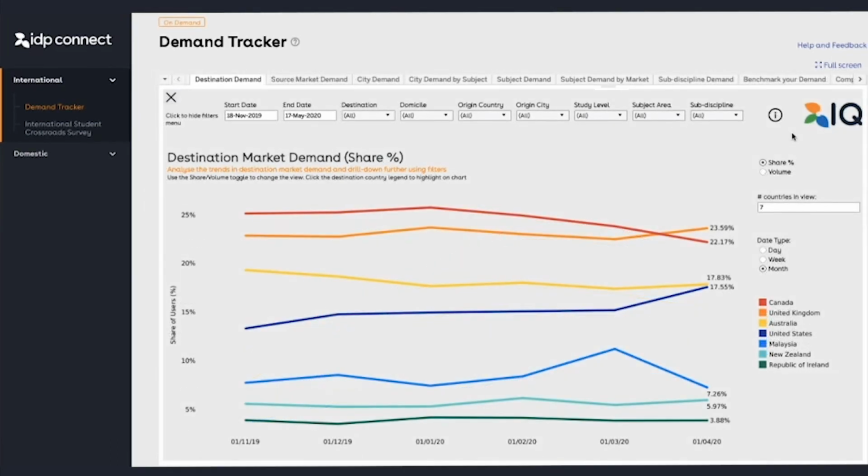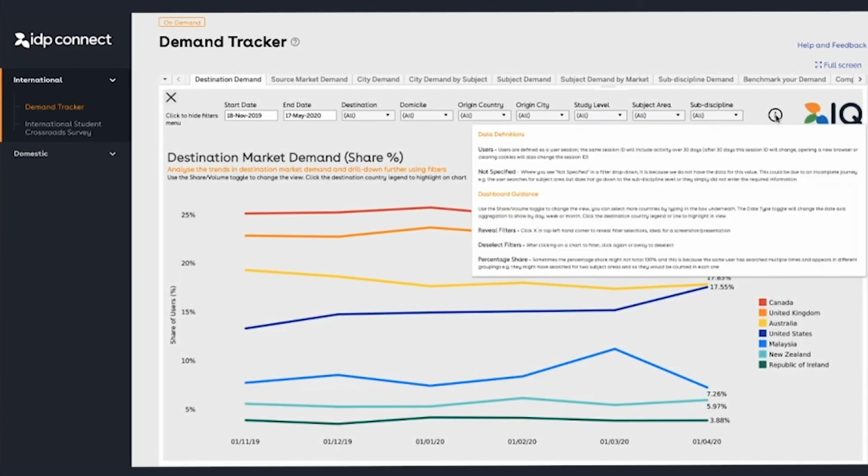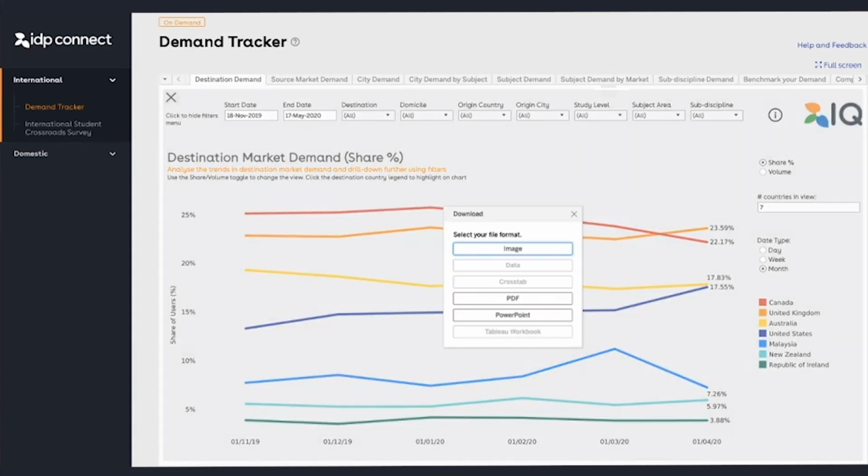If you hover over the information icon, it will give you guidance on the use and functionality of each of the dashboards. Once you've finished customizing each of the dashboards, you can easily download and share your findings.